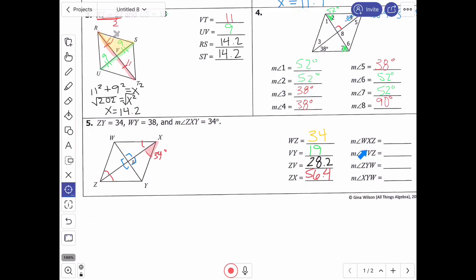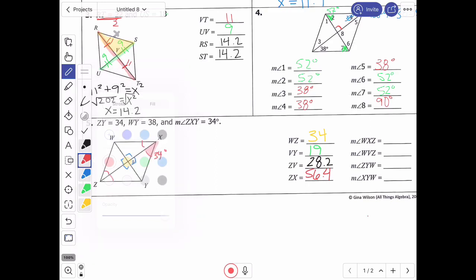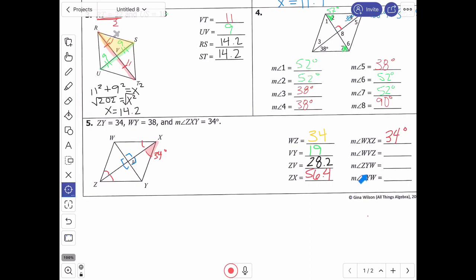The first angle we're finding, however, is WXZ. WXZ, that's going to be this angle right here. So the one right next to the angle we were given, making those two congruent to each other since this diagonal is bisecting that angle. So it's also going to be 34 degrees. The next angle is WVZ. WVZ is actually this right angle. WVZ right here. So WVZ is 90 degrees.